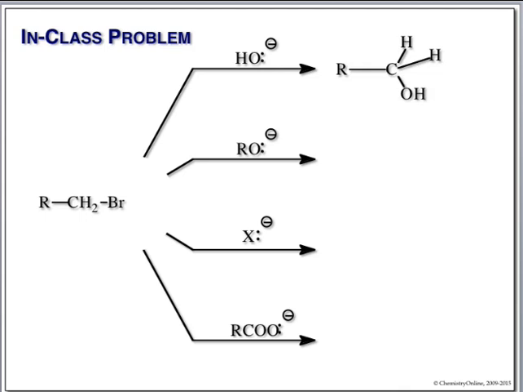Just like hydroxide, we can also use alkoxide, where R is an alkyl or aryl group of some sort, as our nucleophile. Again, the bond is from the oxygen to the carbon, and we have made an ether in this case. This is the example we've been doing over and over again, where halogen is a nucleophile and halogen is a leaving group. We simply make the other alkyl halide.